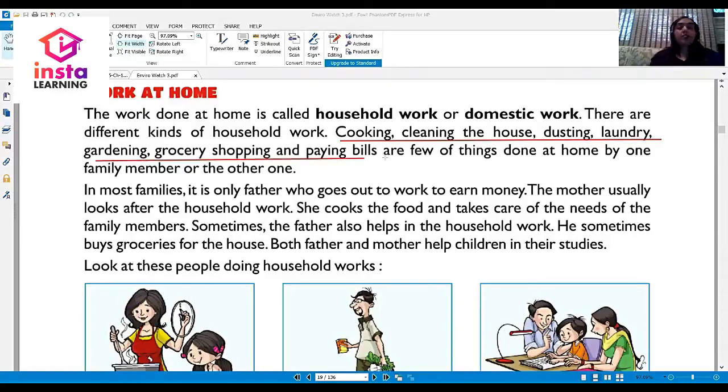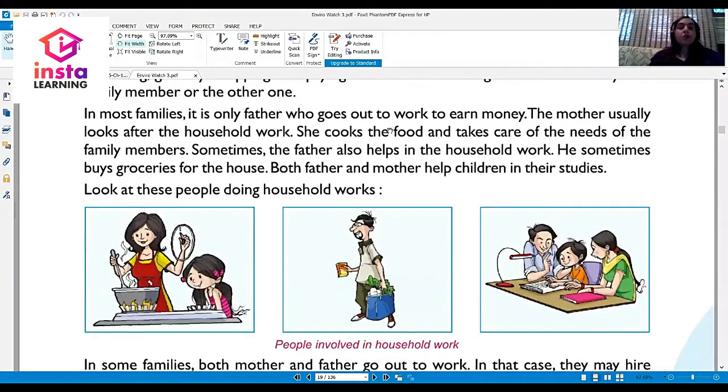Shopping for groceries and paying bills are a few things which are done at home, either by one family member or another. In olden days, women used to do all the household work, but now men and women divide the work at home equally. In most families, fathers go out to work and earn the money. These days, even mothers go out of the home and earn money. And fathers, in return, also help with the household work.